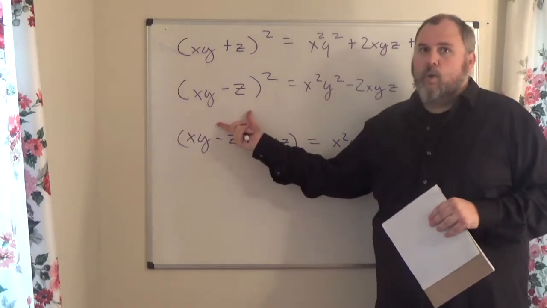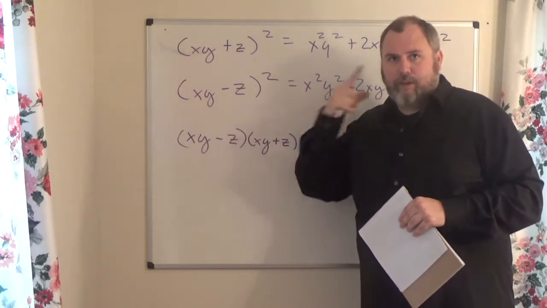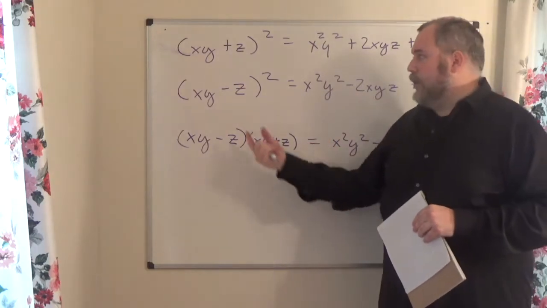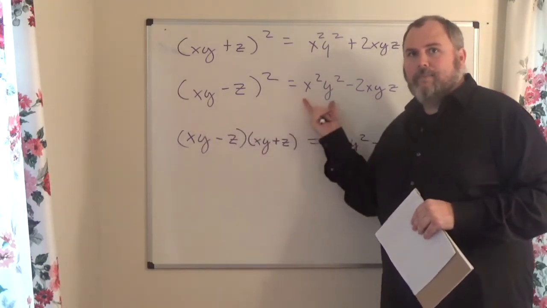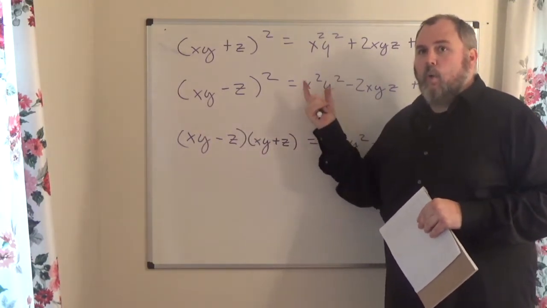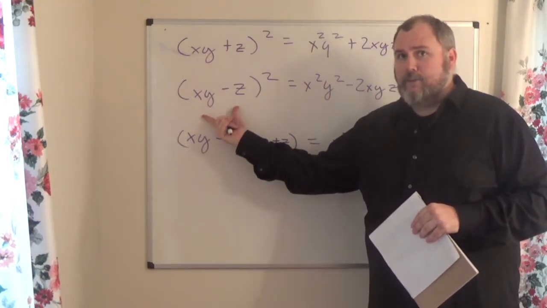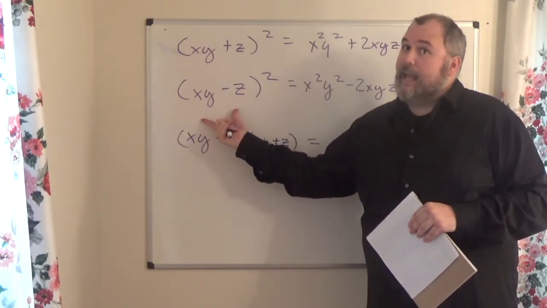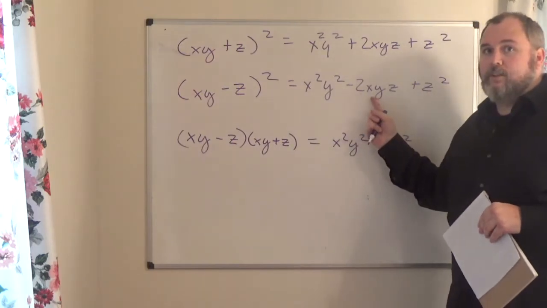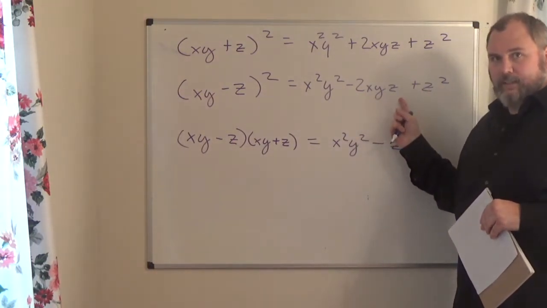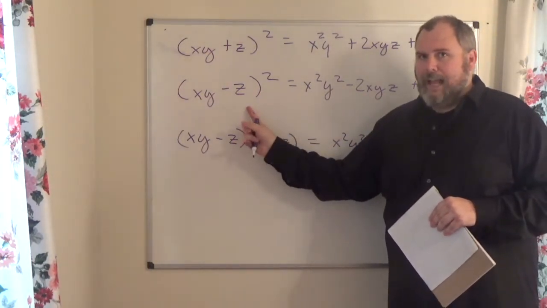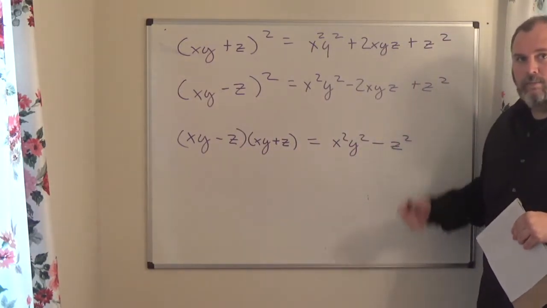Alright, same thing. We now have square of difference. So, what's my a term? xy. Square it, x squared y squared. My a term and my b term get multiplied. That gives me xyz. Multiply it by 2. I get minus 2xyz. Square my last term, z squared.